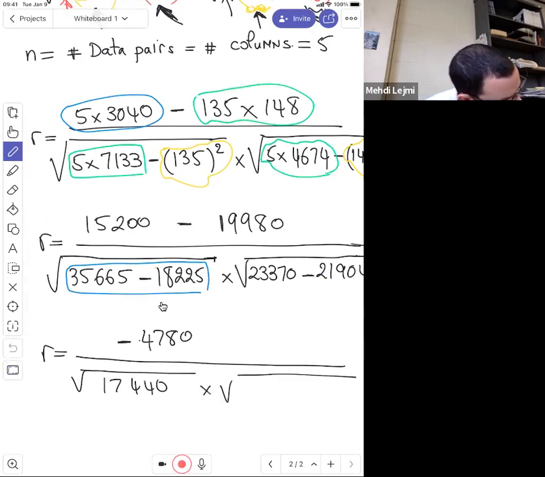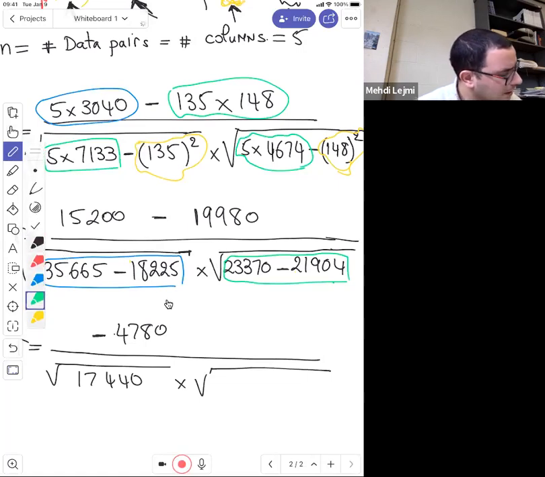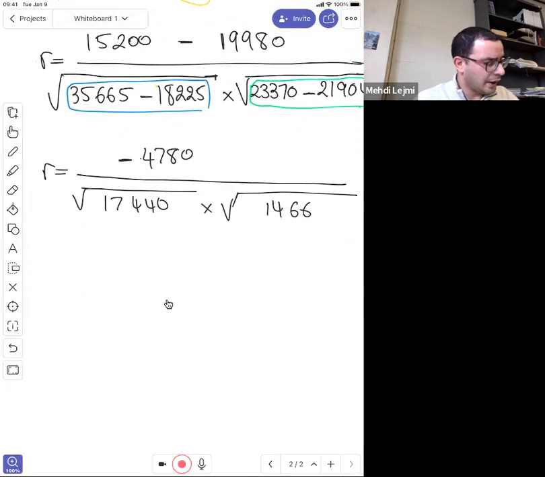Times. And the same thing on the second square root, right? So we do this subtraction, 23,370 minus 21,904. Let me just check my numbers. Yes, so that's 1,466. Okay, so this 1,466 is under the square root.